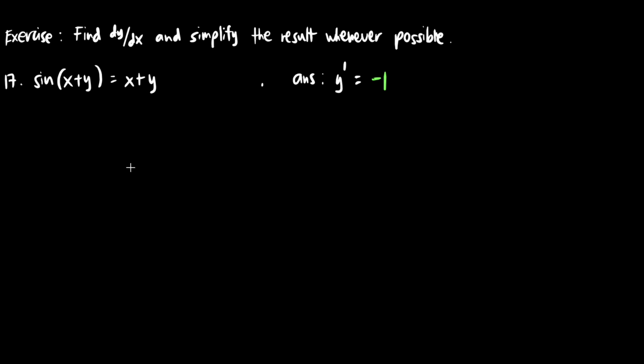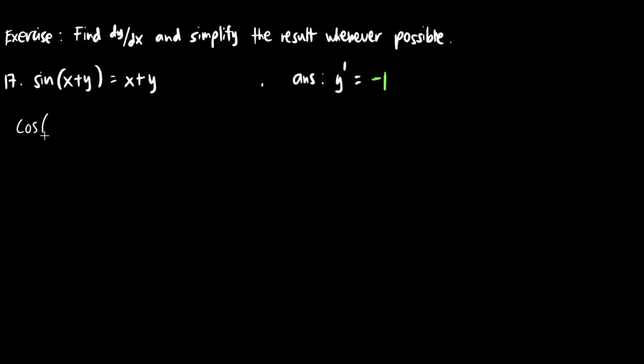For number 17, find dy over dx. So sine of x plus y is equal to x plus y. Let's solve this one. First, take the derivative. For the left side, the derivative of sine is cosine.